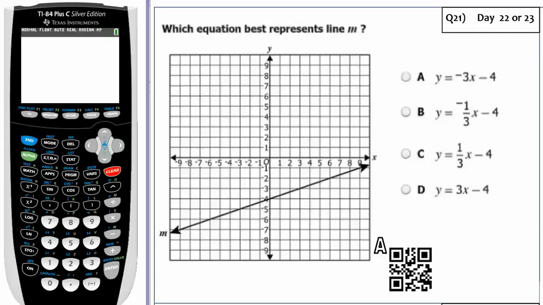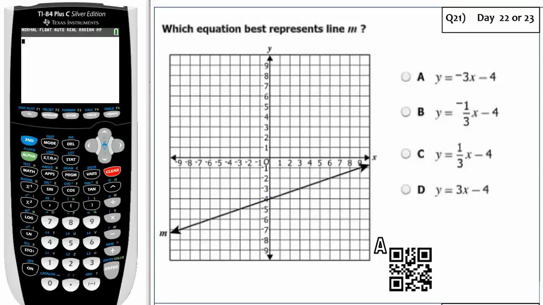All right, if I look here at this one, I'm going to verify my answer on the calculator as well. But this just says which equation best represents line M. If I look at line M, everything's in y equals mx plus b form. So the first thing I'm going to do is look for my y-intercept, b, which is -4. Now they all have the same y-intercept, b, at -4.